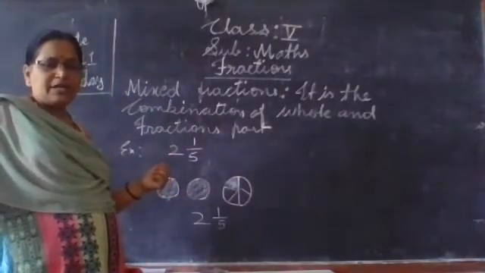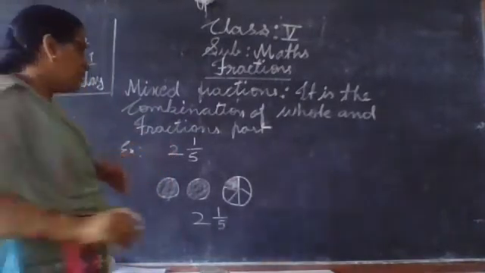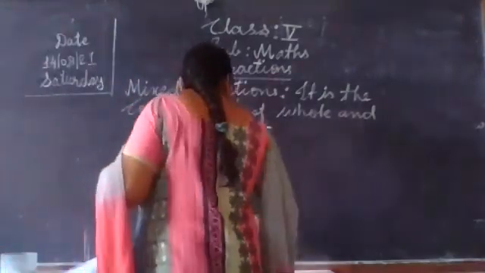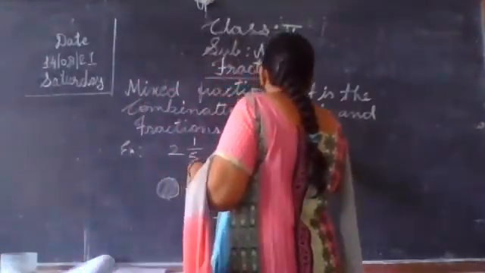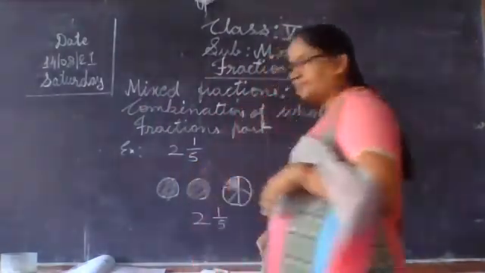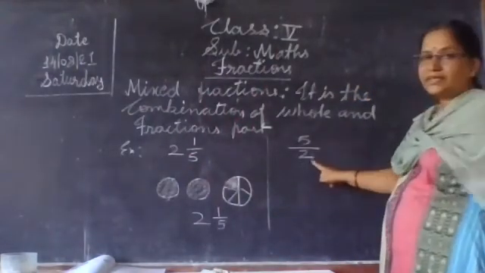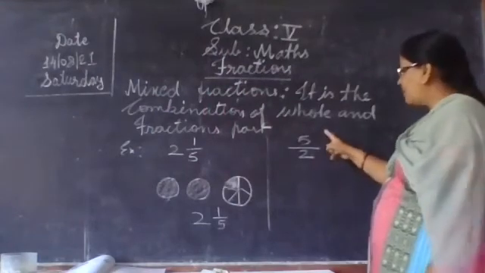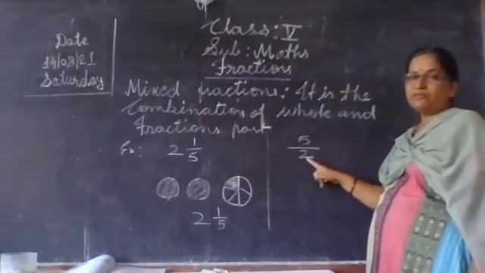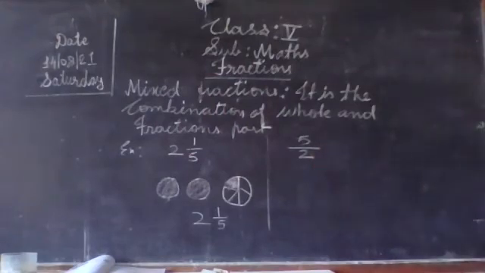Got it, beta? An improper fraction can be written in the form of a mixed fraction. For example, see, 5 upon 2. So what type of fraction is it? Numerator is greater than denominator, but numerator is not the multiple of 2. Got it, beta? So let's divide and convert it into a mixed fraction.